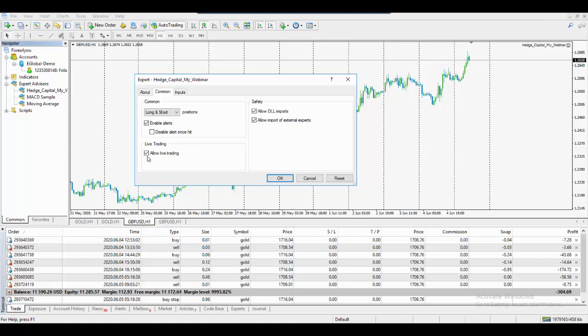So after we do this, I look at here. You come to common. You make sure that you tell the software that I want to trade, I want to allow live trading. Now after that, you click OK.